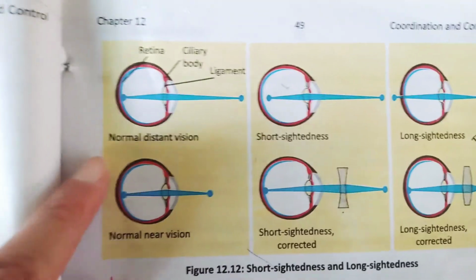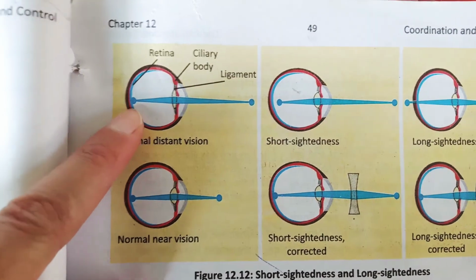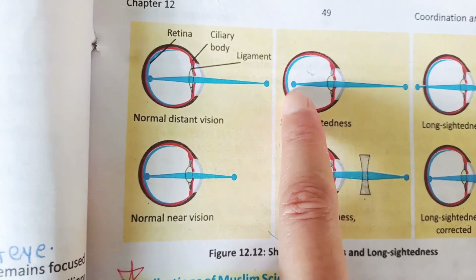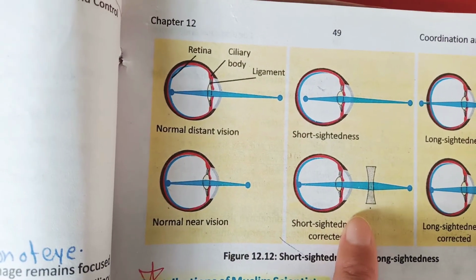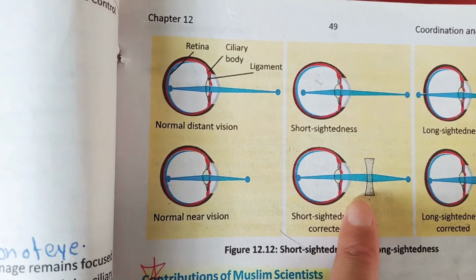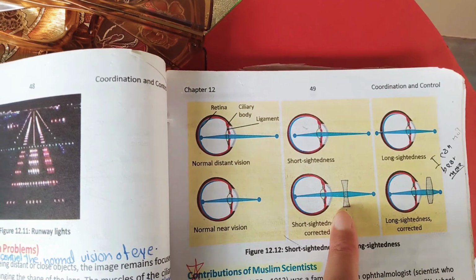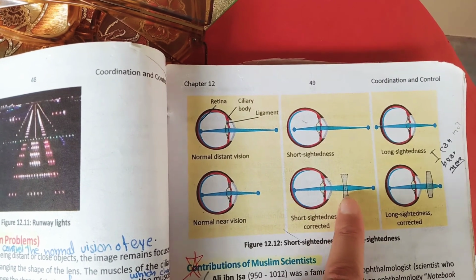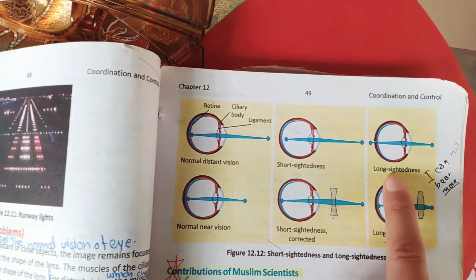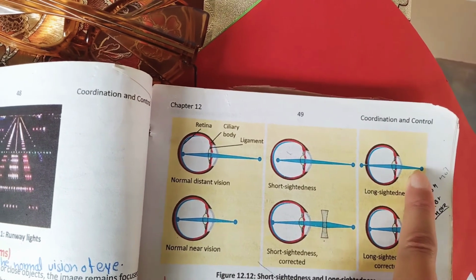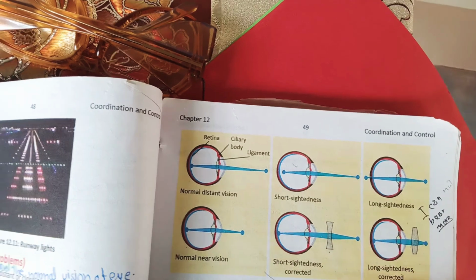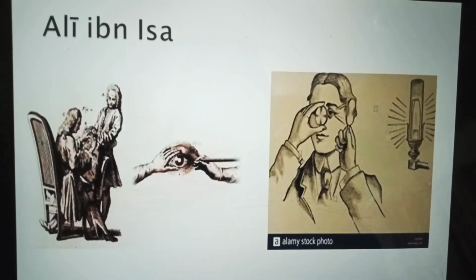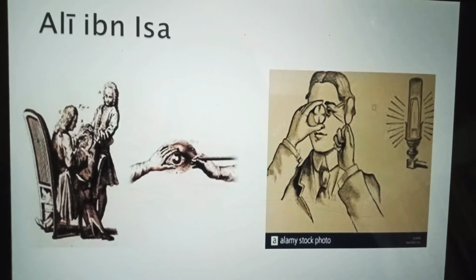In normal distant vision, the image is focused at the retina, but in short-sightedness, it is focused in front of the retina and it can be treated with the help of this concave lens, and due to this lens the image will be focused on the retina of the eye. Next is long-sightedness, and the image forms behind this retina, and by using a convex lens it will focus on the retina of the eye. And now I will describe the contributions of Muslim scientists.